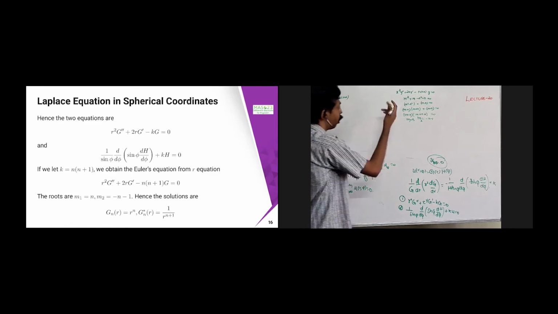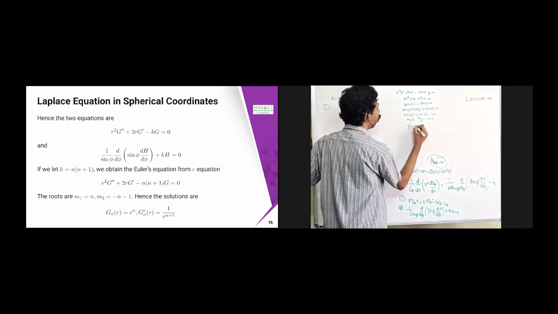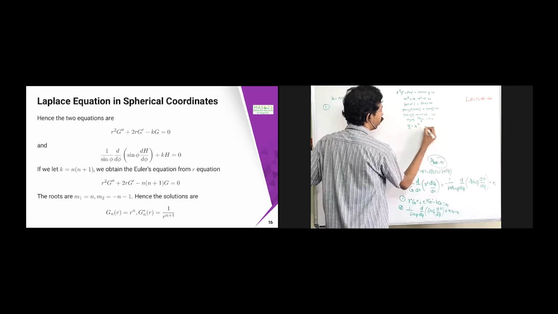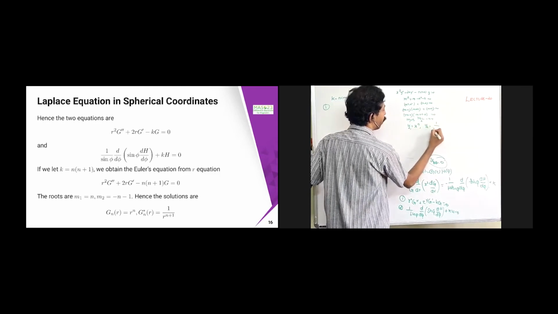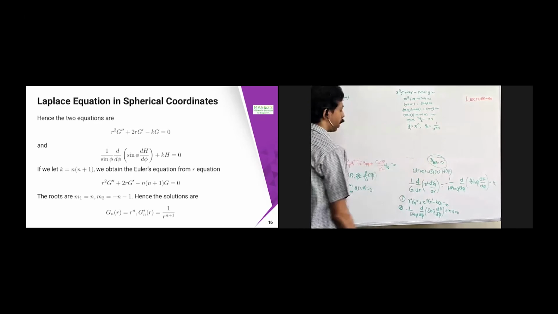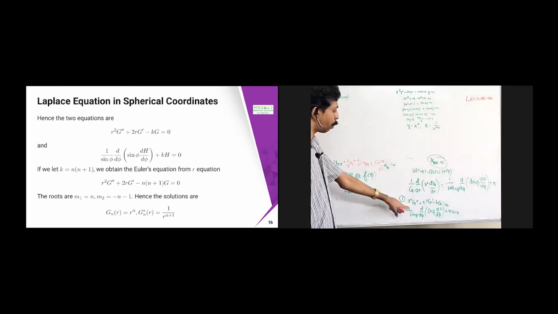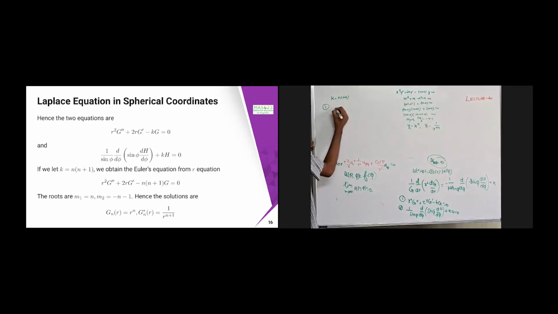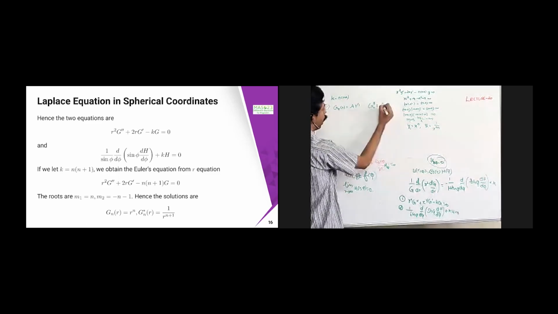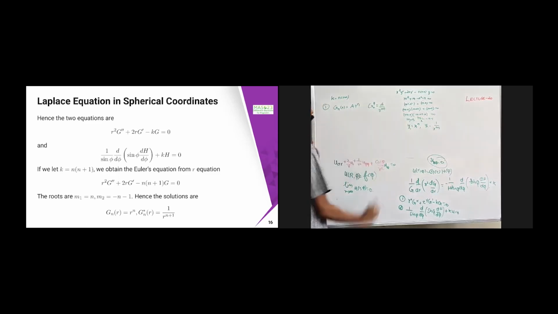Therefore, your equation you can see here: y1 equal to x power n is one root, and y2 is going to be 1 by x power n plus 1. Now the same thing, this is the Euler Cauchy equation. If you apply it over here, you are going to get g_n of r equal to A into r power n, and another one, g_n star, that is going to be B by r power n plus 1. Okay, two equations are there. Now you got the answers for this one.